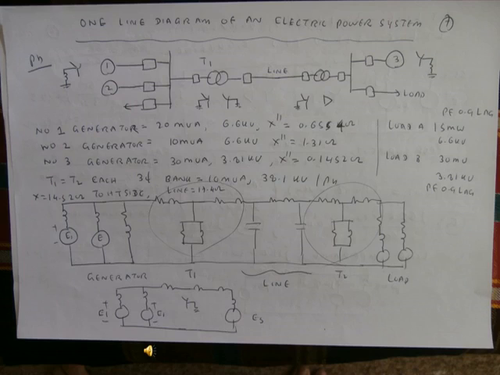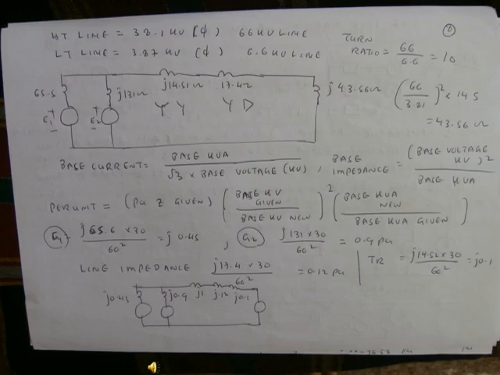Then there will be the high tension line. The high tension line has the 38.1 kilovolt and the 64 kilovolt line. The low tension line has the 3.81 kilovolt and the 6.6 kilovolt line. So with the 6.6 you get the 10.